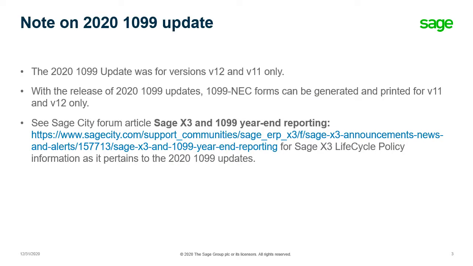So a little note on the 2020 1099 update. The 2020 1099 update was for versions V12 and V11 only. With the release of 2020 1099 updates, 1099 NEC forms, that's 1099 non-employee compensation forms, can be generated and printed for version 11 and version 12 only. See the Sage City Forum article, Sage X3 and 1099 year-end reporting, for Sage X3 life cycle policy information as it pertains to the 2020 1099 updates.